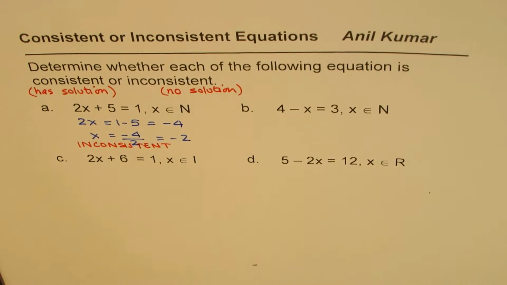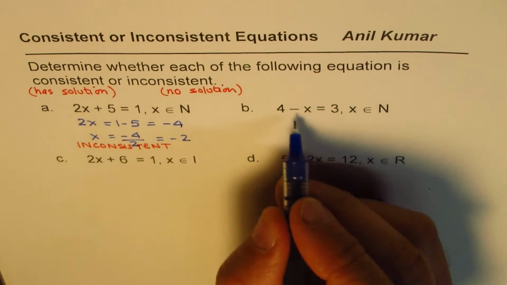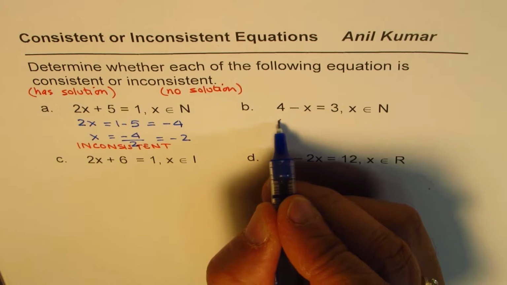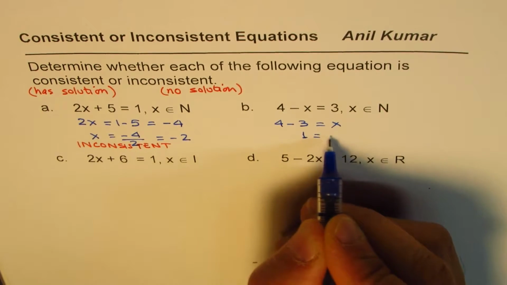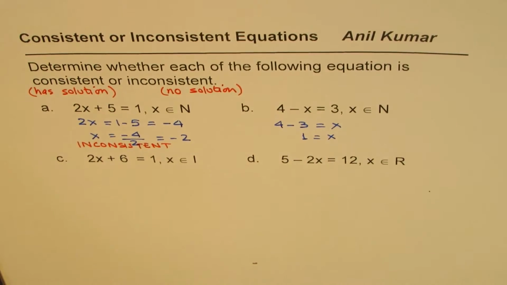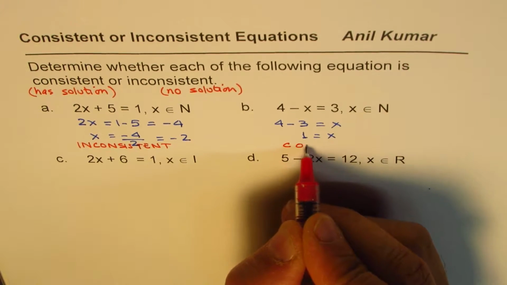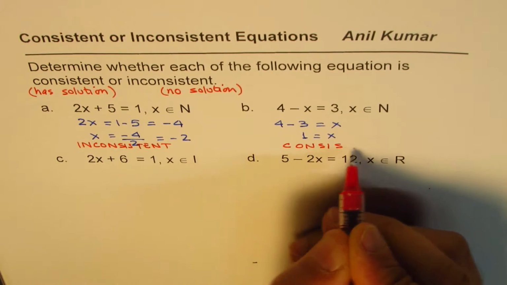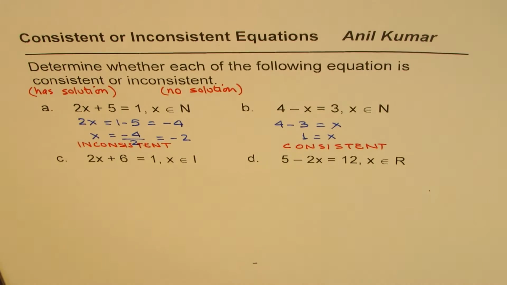Now let's do the next one. 4 minus x equals 3, x belongs to natural numbers. Let's solve this. Taking x to the right side, we get 4 minus 3 equals x, and that is 1. So x equals 1, and 1 is a natural number, and therefore we have a solution. Since we have a solution, we'll say this equation is consistent. Does it make sense to you now? I hope it does.